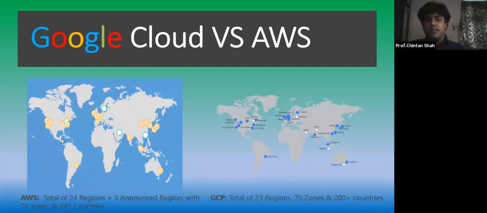AWS has a total of 24 regions plus 3 announced regions, with 76 zones and 245 countries. On the other side, GCP has 23 regions, 70 zones with 200 countries. So when we compare, AWS is the winner. Let us go to the next slide, where we are going to compare in terms of free tier. This is very interesting for most of us. Let us see that.